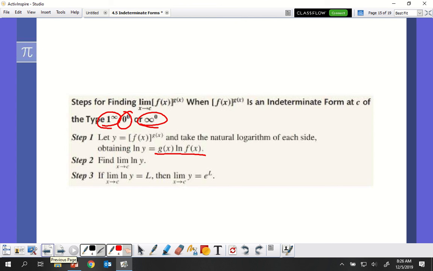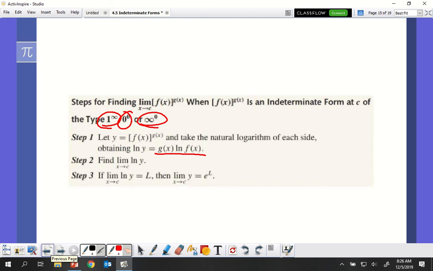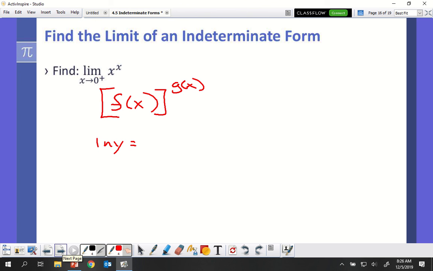Okay, so let's see. y equals f of x to the g of x. Then take the logarithm of each side. So ln of y is equal to g of x times ln of f of x. So g of x is going to be x times ln of x.